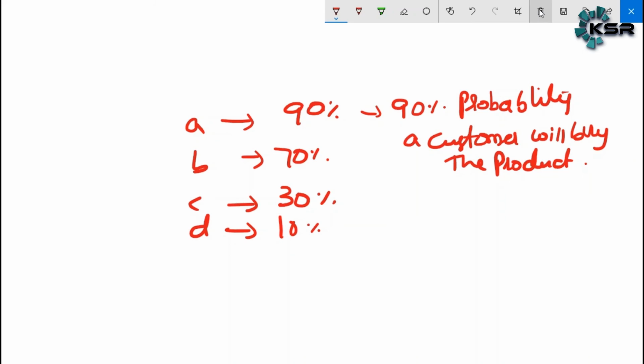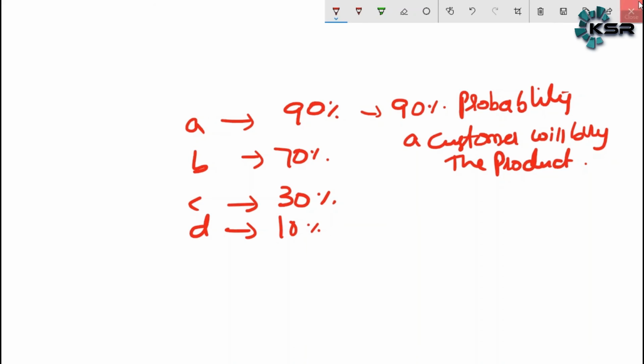In the first scenario I said 90% probability a customer will buy the product. In the second scenario I said 90% probability a customer will not buy the product. Both cases are true. Then how do you assess which one is correct? Is my first statement correct or is my second statement correct? How do you assess it?